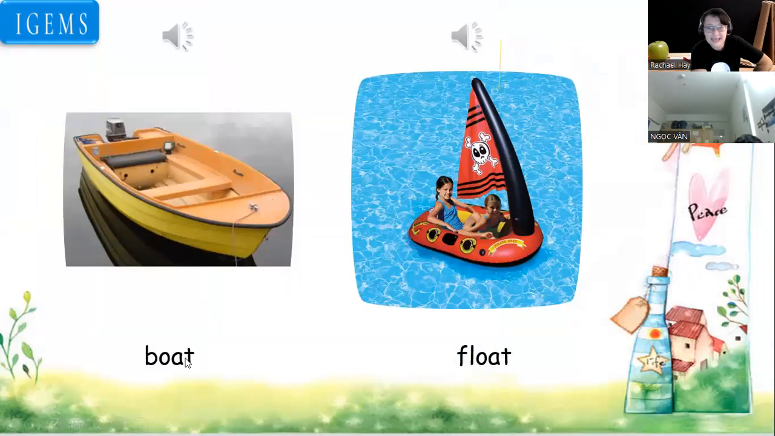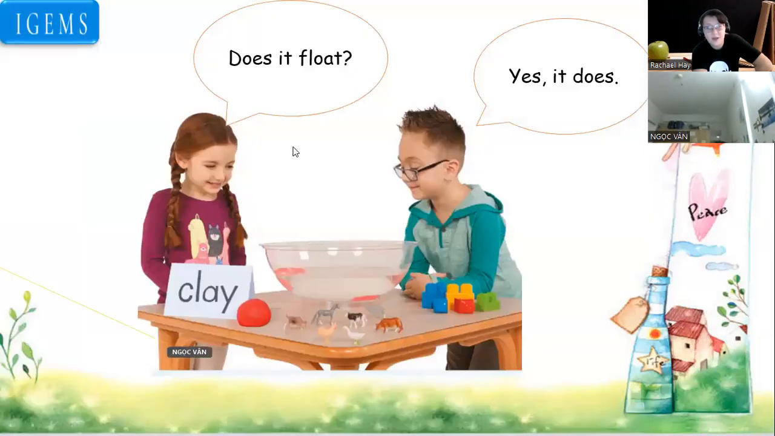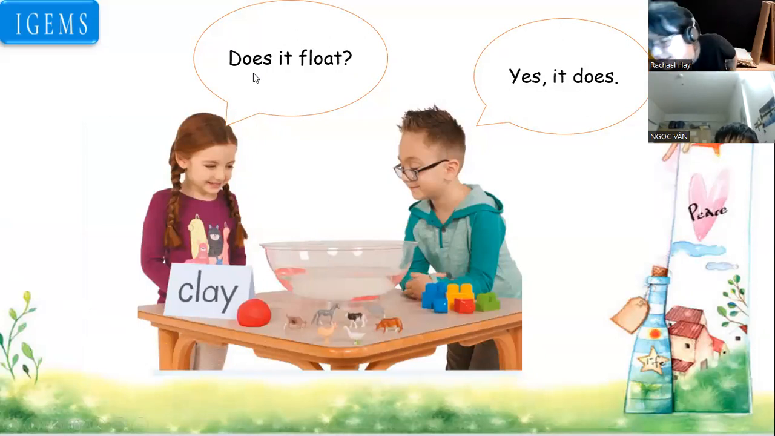Lesson 4. What does this say? Boat. Float. Boat and float. Does it float? The chicken, the duck, the cow, the donkey. Some of that isn't going to float, it's going to sink. If it floats, it sits on top of the water like a boat. If it sinks, it goes under the water.